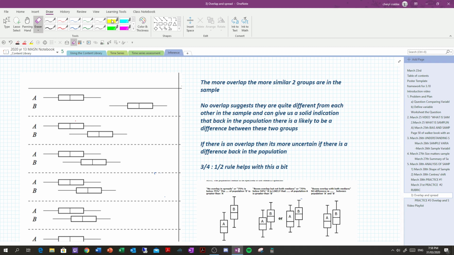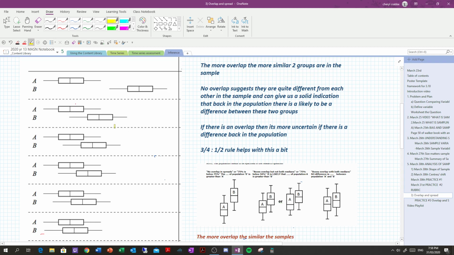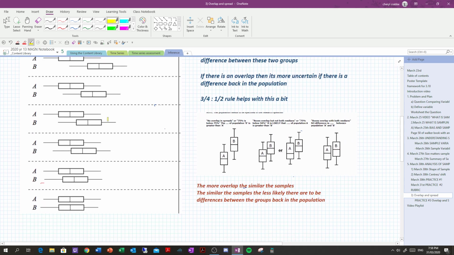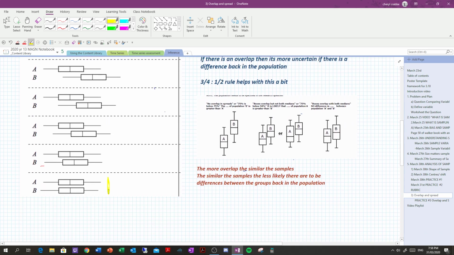So that's a fairly straightforward situation, but as we go down here, we can see that the box plots get closer and closer, until at the bottom we have a situation like we did with the shoulder widths, where one box is completely overlapping the other. In this extreme situation, you would say that in the sample there's no difference between group A and B. They're very, very similar, in fact almost exactly the same. So you would say that there's no difference between the two samples, and you would probably say that back in the population, we could safely say there's no difference between the two groups, A and B.